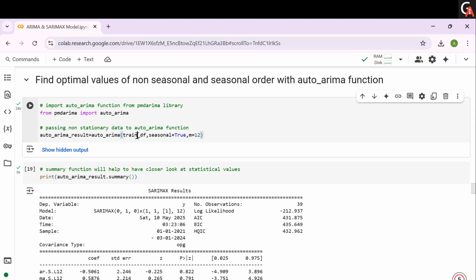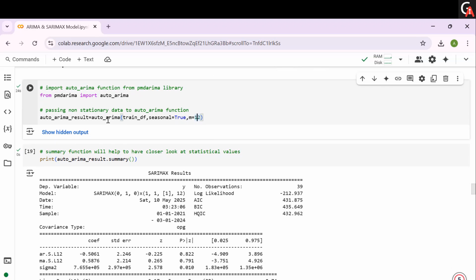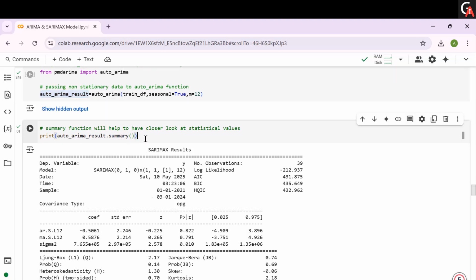For that I have given our training data to this ARIMA function. I have explicitly mentioned that seasonal equals true, and I have given the forecast period for which we are trying to forecast. So m equals 12 means for the next 12 months we are trying to forecast the sales for the grocery store.